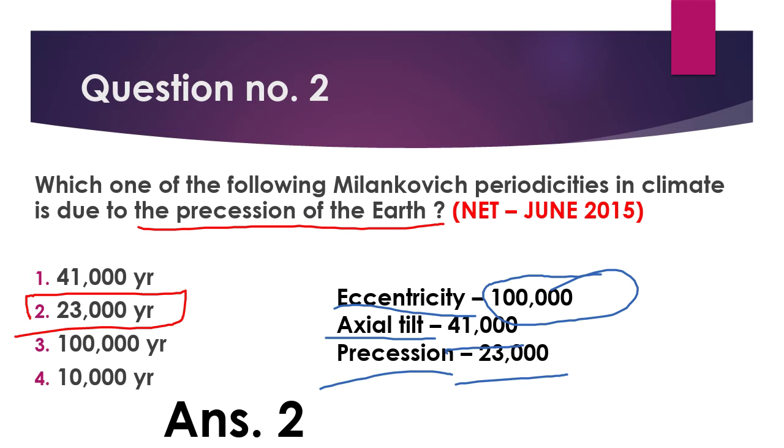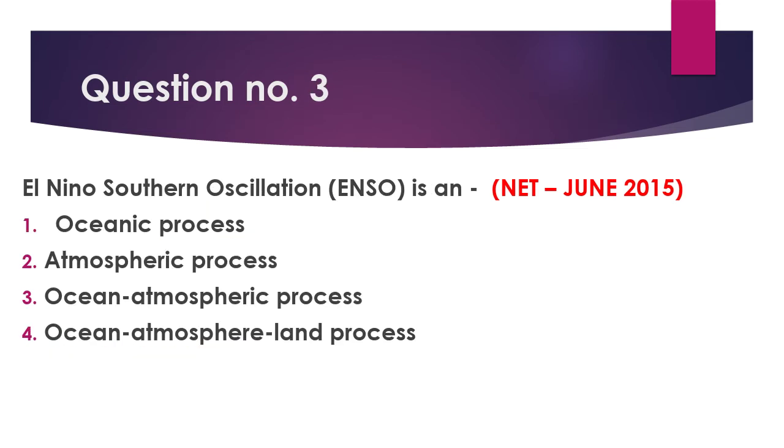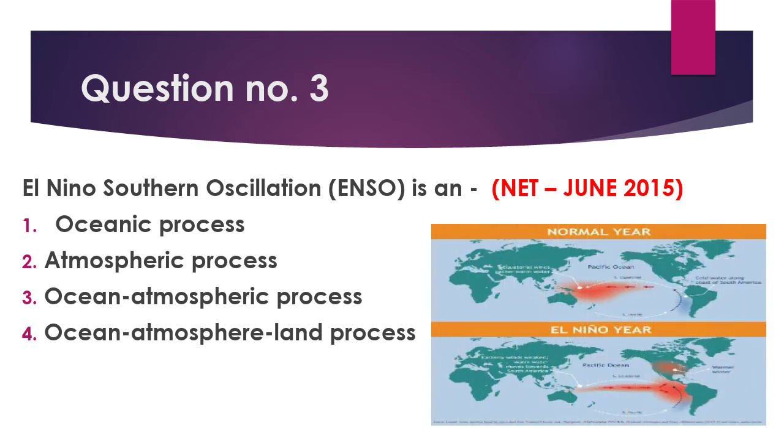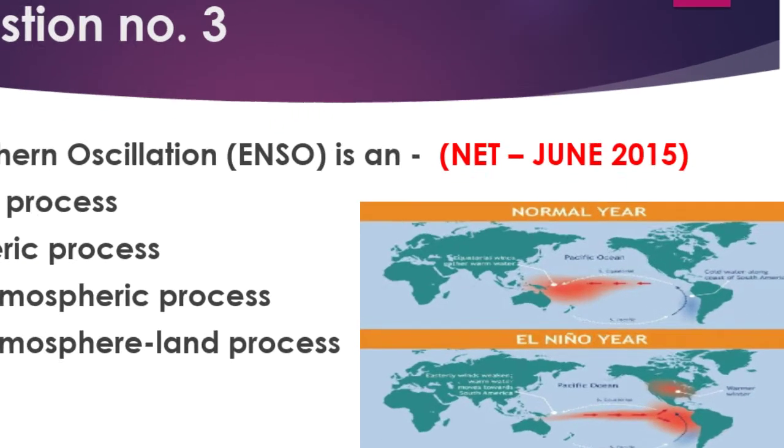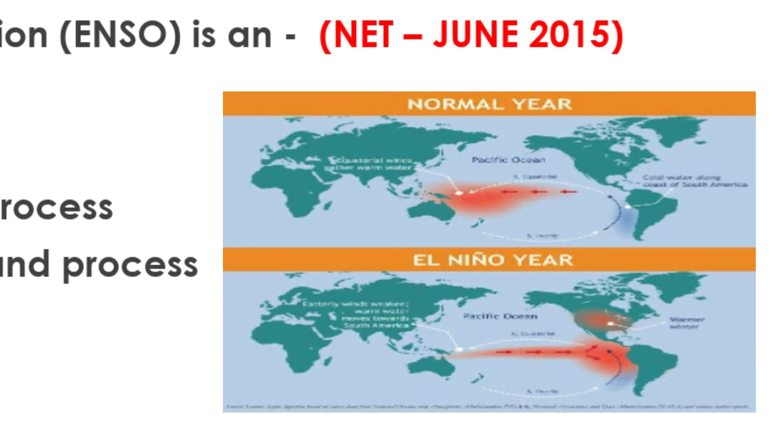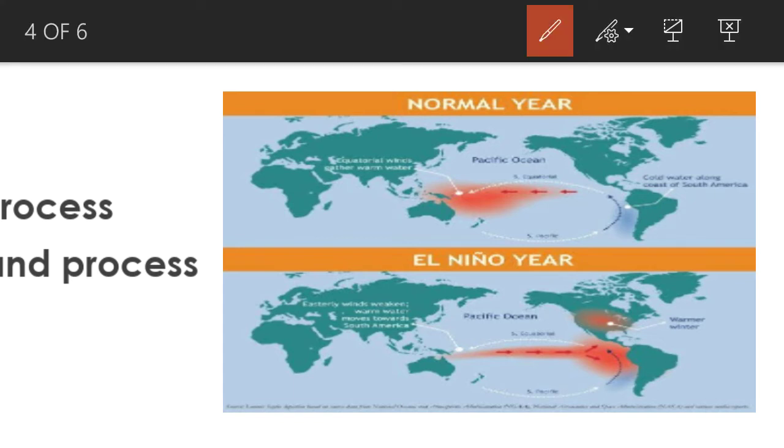So let's see the third question. El Nino Southern Oscillation, that is also known as ENSO. What is it? Oceanic process, atmospheric process, ocean atmospheric process, or ocean atmosphere and land process. So this is a diagram of the normal year, and the El Nino year. Now this is the condition of the normal year, the uppermost condition.